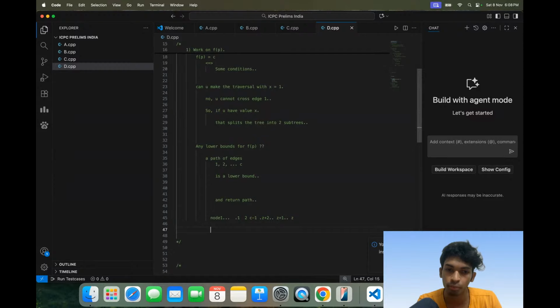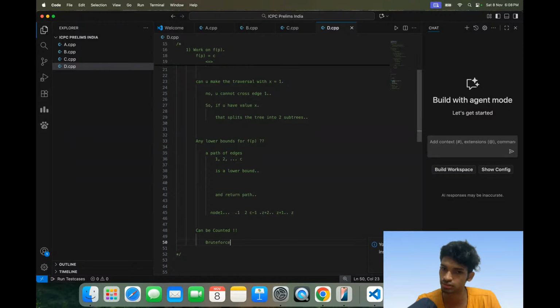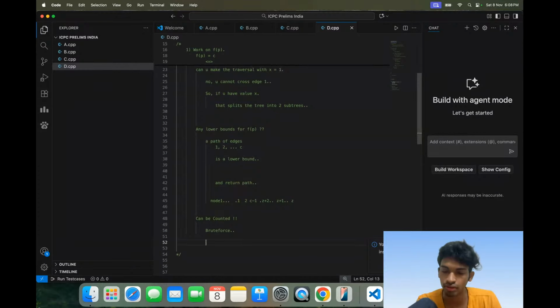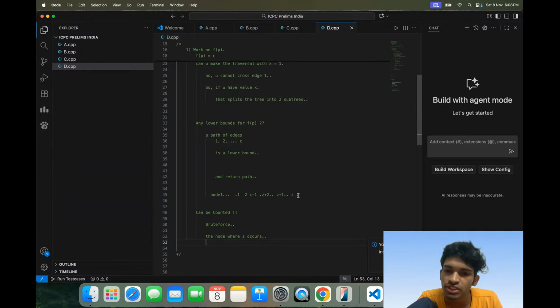So brute force, this can be counted. Brute force the node where Z occurs. So we are brute forcing this node V where Z occurs. If you see, from node 1 to here, you cover all of them and then you go here. And then you make it 2. Cover all of them and then you go to 2. And then you cross 2. You cover all of them and then you come here. You make it Z plus 1 and then you cover all of them. And then you come back.